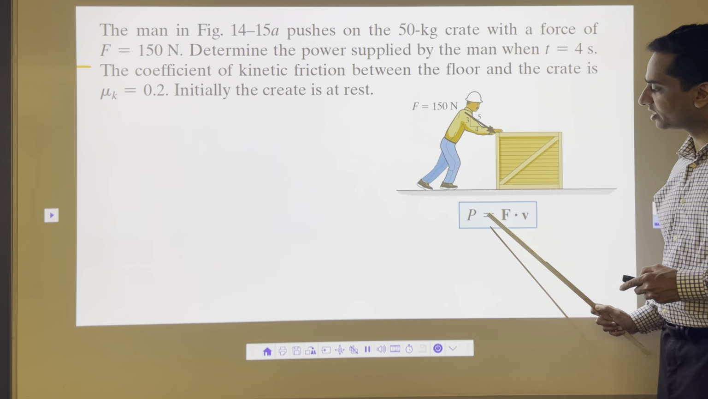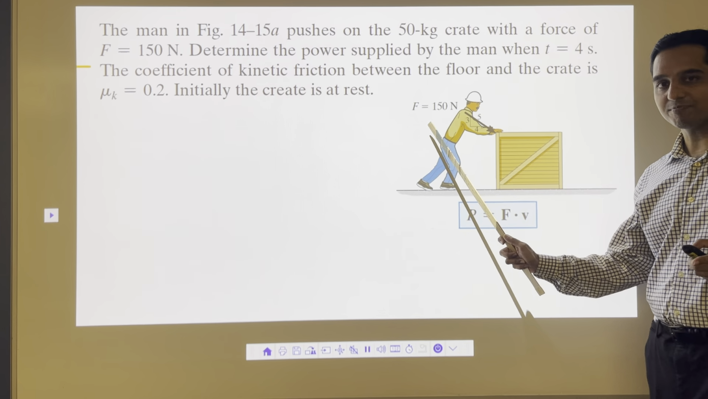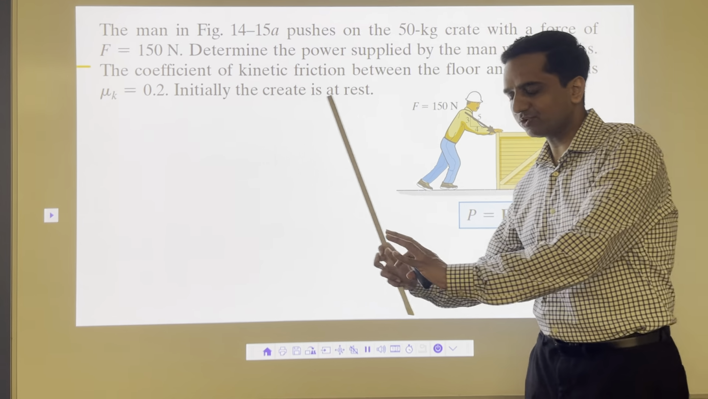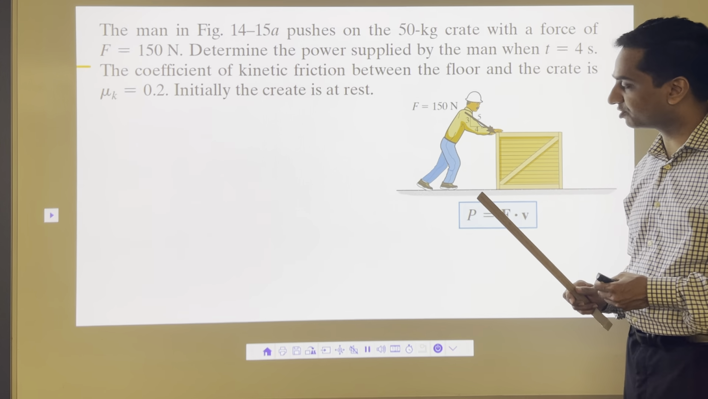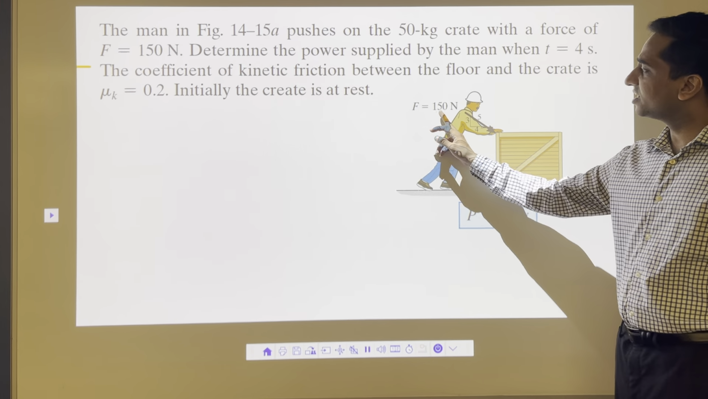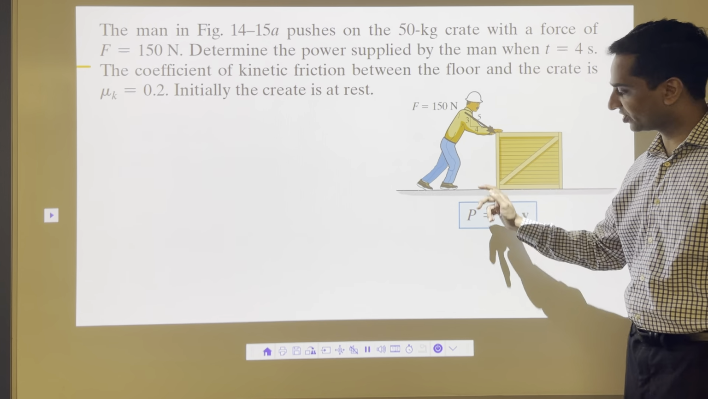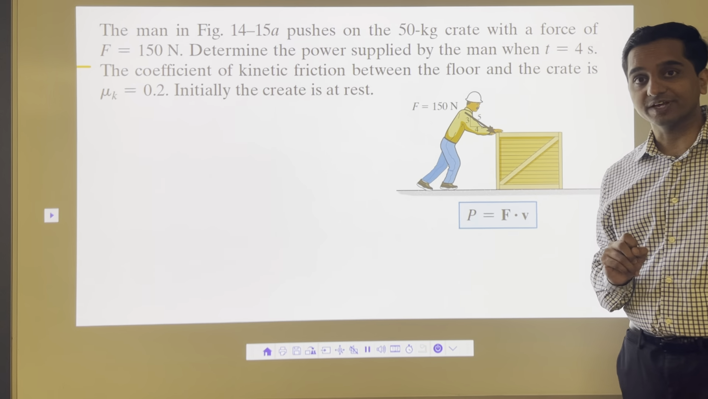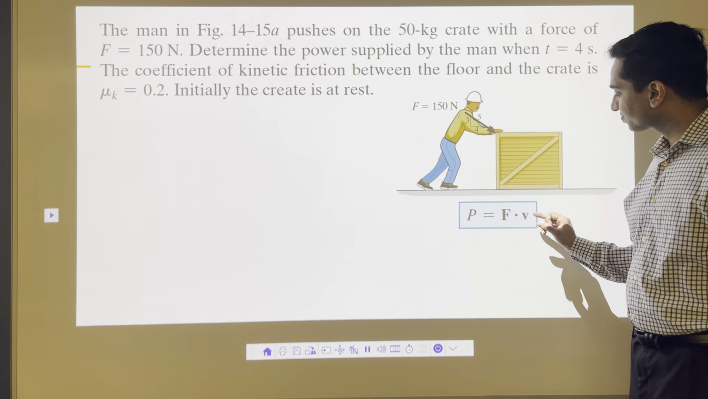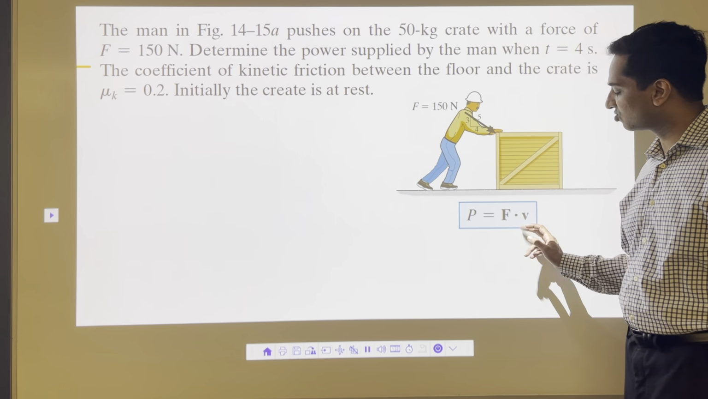Our objective is to calculate power, force into velocity. We have a force. Whatever horizontal component of this force will contribute in the power, it will contribute in work done. Whatever vertical component will not contribute in work done. So 150 Newton into cos theta, that's the force. We want to find out velocity. Without velocity, we cannot solve this. So the objective in this problem is to calculate velocity.